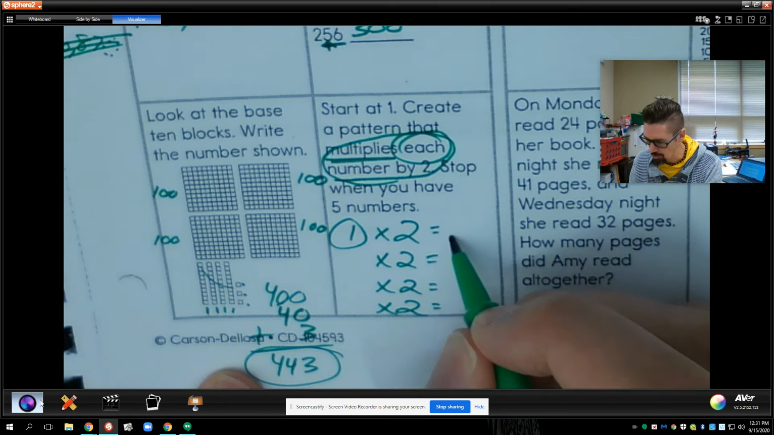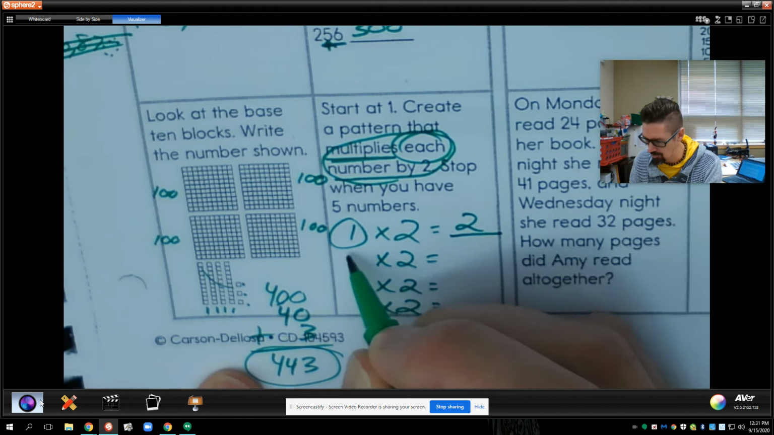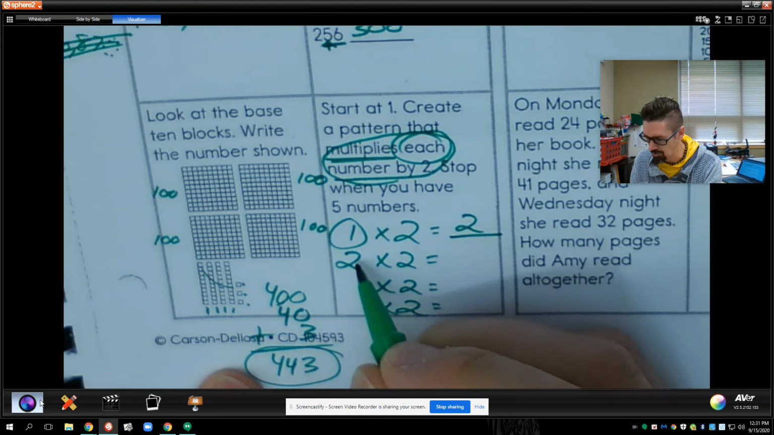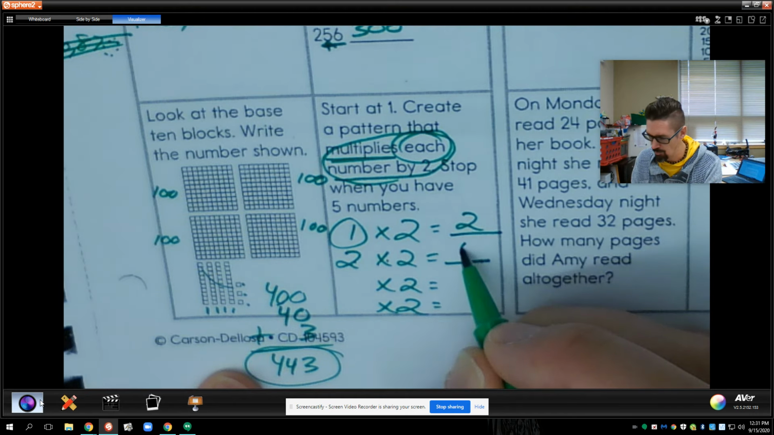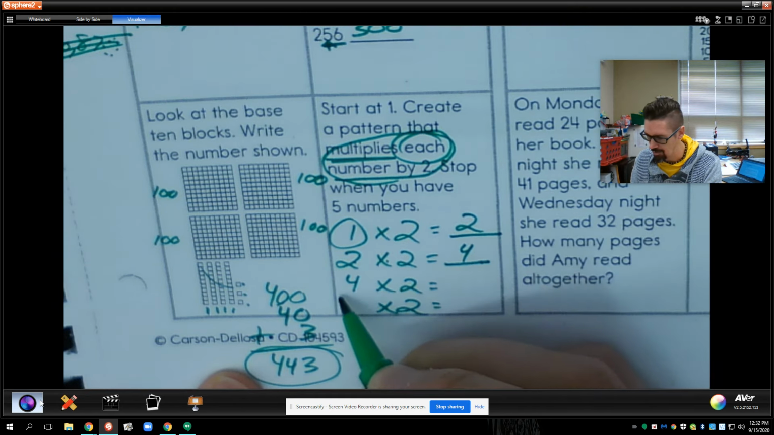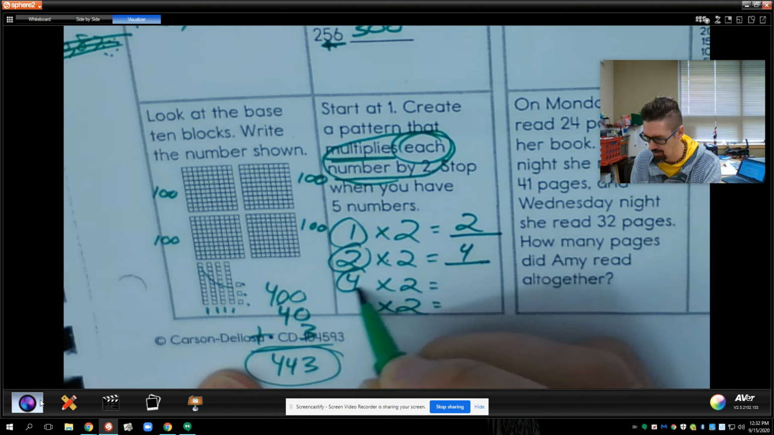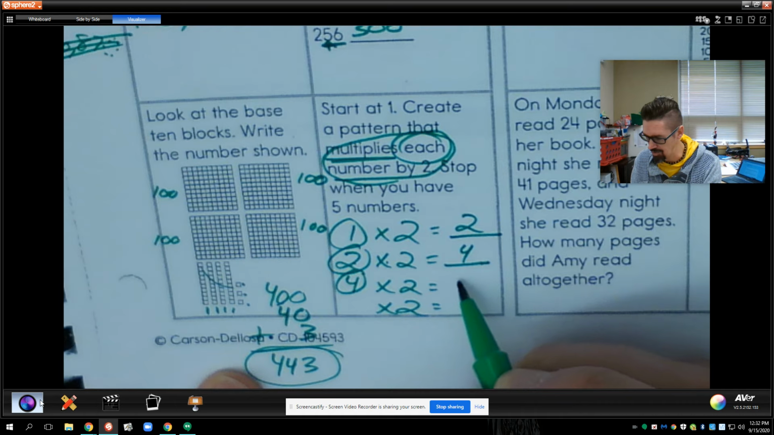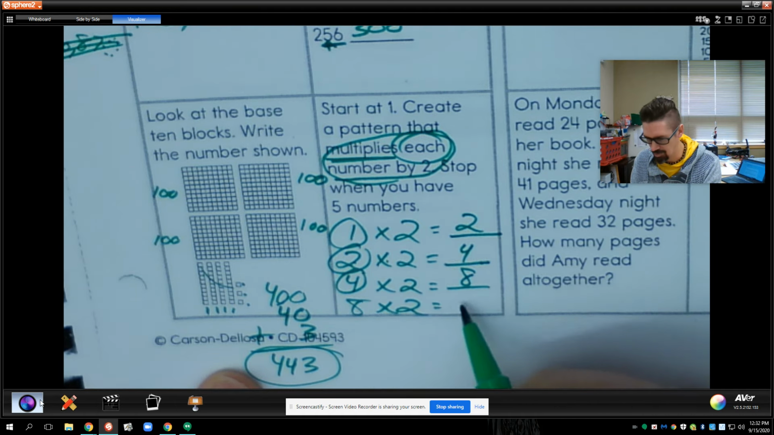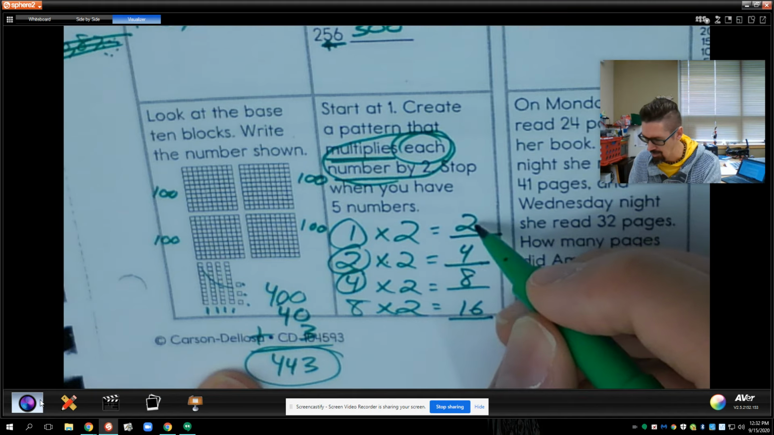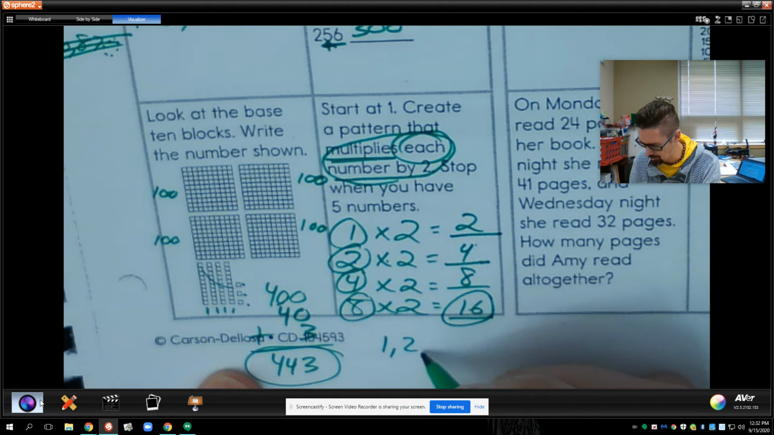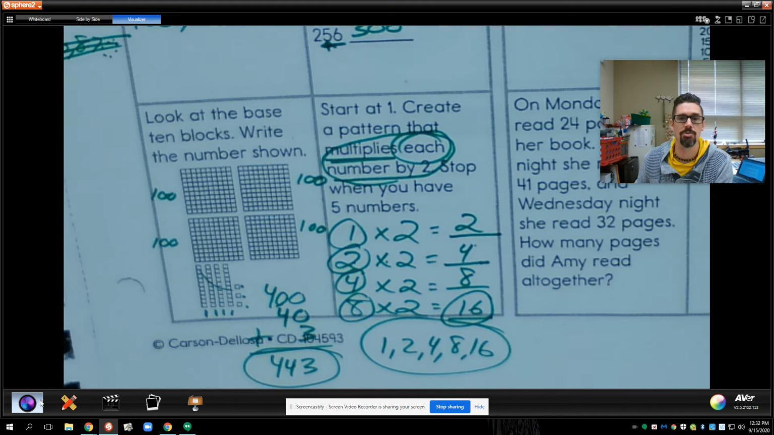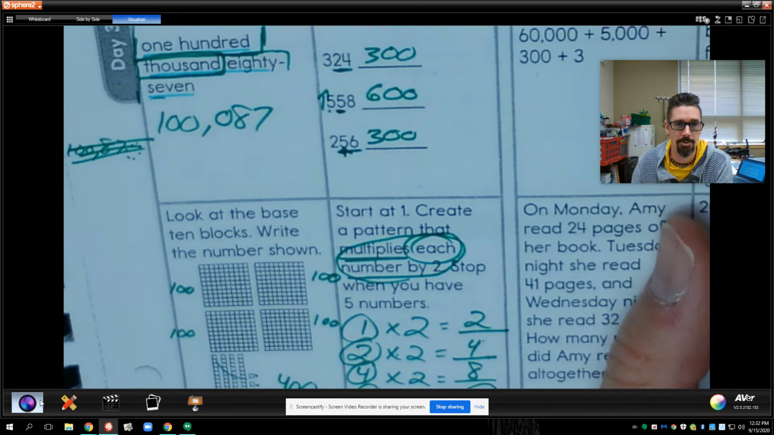Here's my template. So 1 times 2 equals 2. So this just goes over here. 2 times 2 equals 4. 4 times 2, oh, this is my third number. 4 times 2 is 8. 8 times 2 is 16. So I have 1, 2, 4, 8, 16. These are my 5 numbers. And that's it. That's how we do this day's daily math. So there they are.